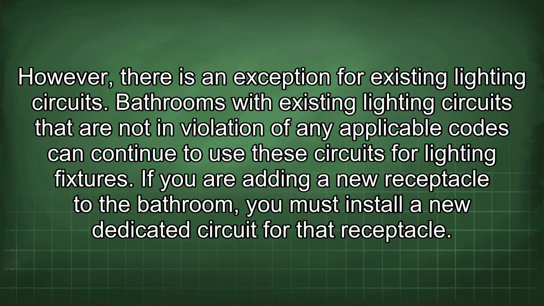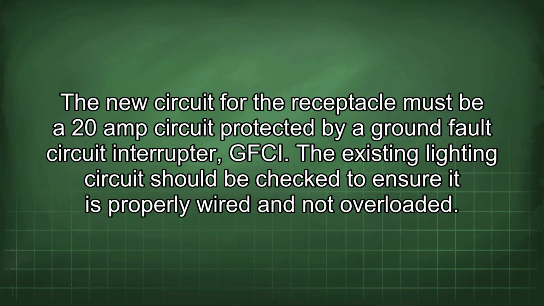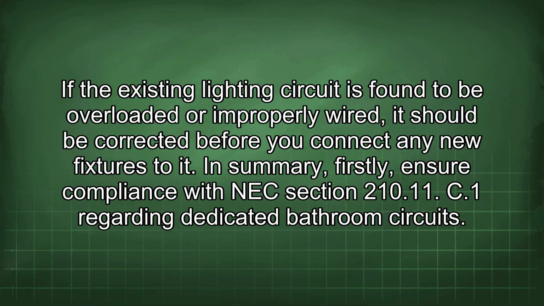Bathrooms with existing lighting circuits that are not in violation of any applicable codes can continue to use these circuits for lighting fixtures. If you are adding a new receptacle to the bathroom, you must install a new dedicated circuit for that receptacle. The new circuit for the receptacle must be a 20 amp circuit protected by a ground fault circuit interrupter, GFCI. The existing lighting circuit should be checked to ensure it is properly wired and not overloaded. If the existing lighting circuit is found to be overloaded or improperly wired, it should be corrected before you connect any new fixtures to it.